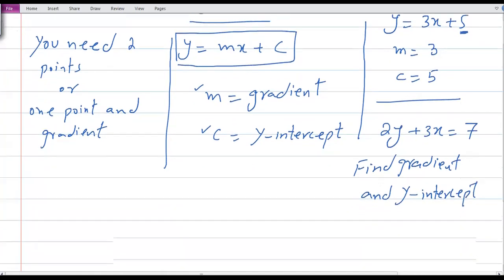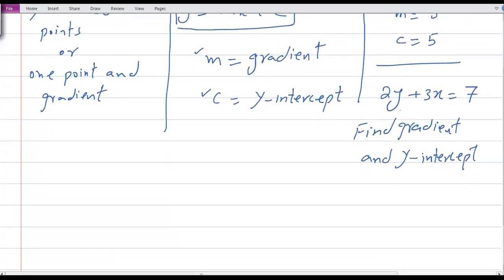So what we have to do? First of all, you need to separate y, because you should keep in mind that y is equal to mx plus c. This is the equation of a line. So if you have to find the gradient, first you should make y separate.